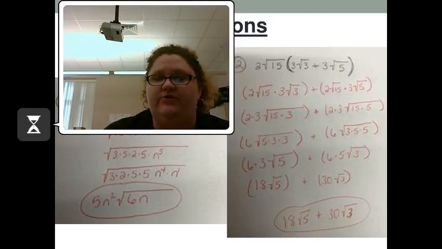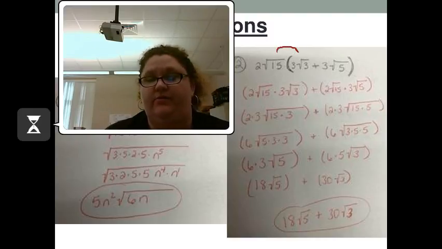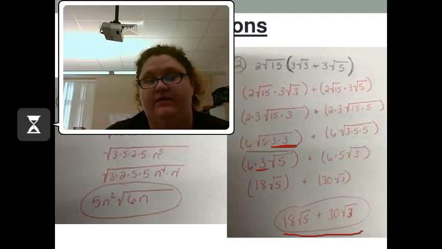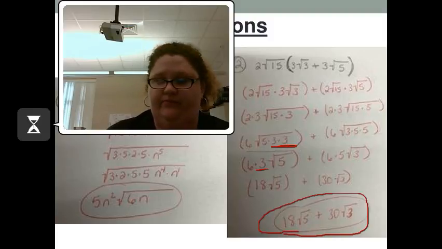Alright, so again, you're doing the distributive property. 2 square root of 15 times 3 square root of 3. Also 2 square root of 15 times 3 square root of 5. So you can see as I've worked this out, I've tried to break things down into factors, which is a big thing. Whenever you have double factors underneath your radical sign, that means you take the square root and bring it outside. And you end up with a solution of 18 square root of 5 plus 30 square root of 3.